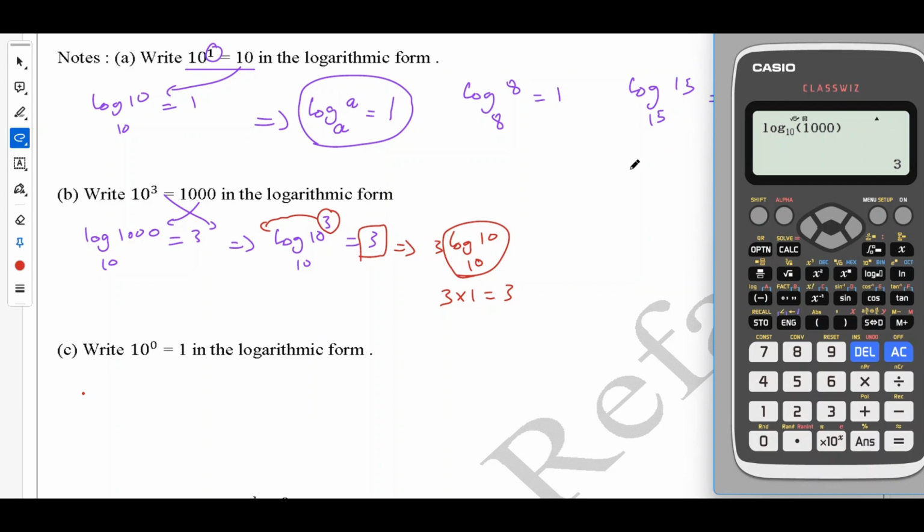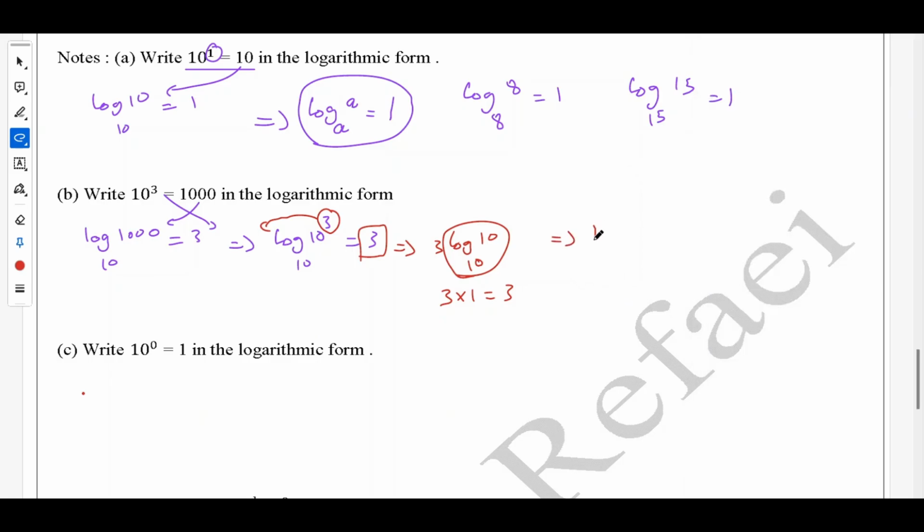According to that, the rule would be log a to the base a, it's the same as log a to the power b base a, and that equals b.